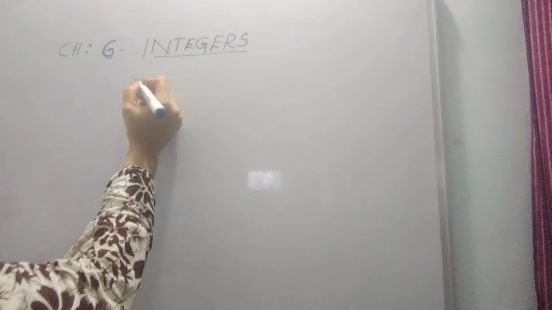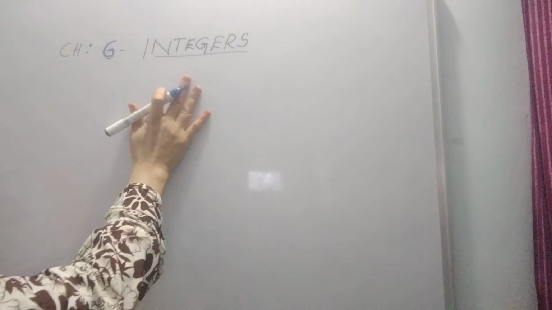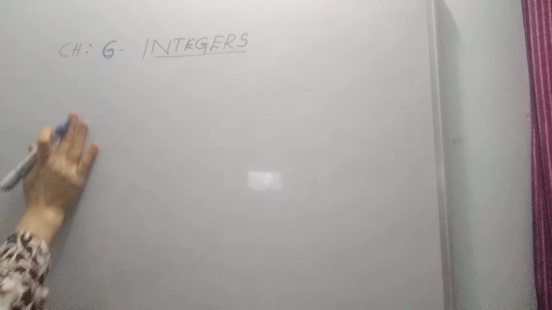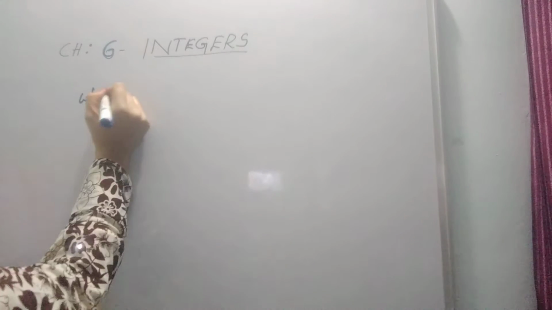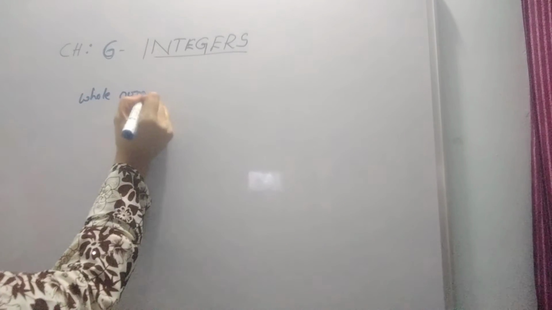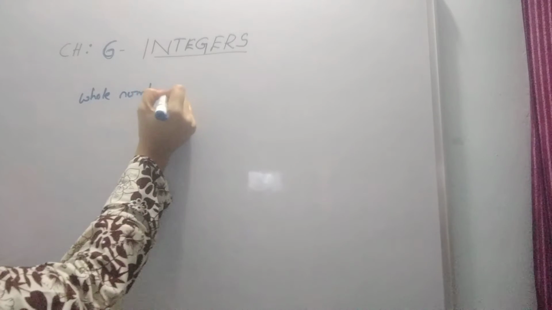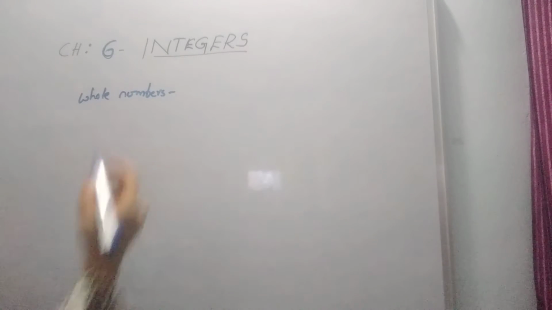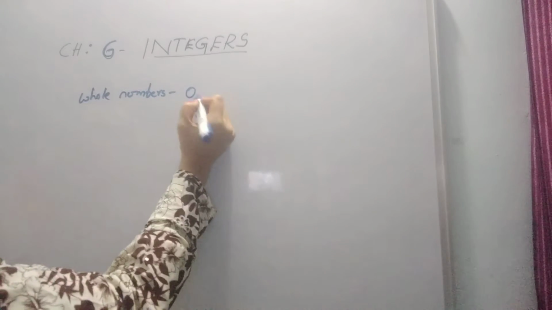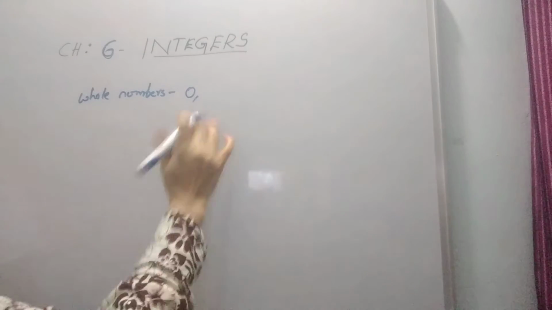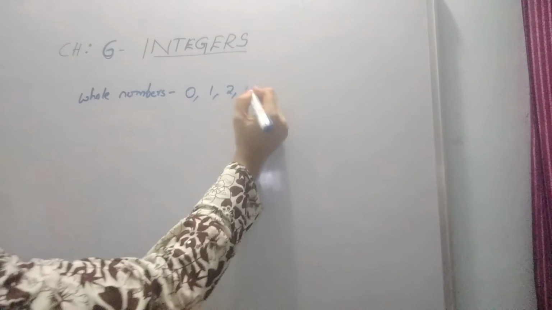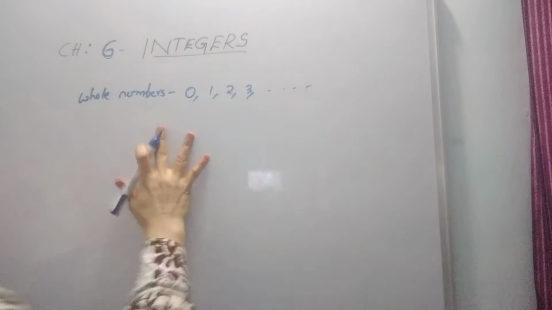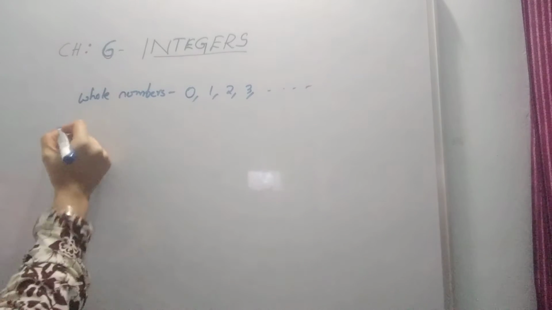Which numbers are called integers? What are integers? First, we will discuss other numbers. First, whole numbers. What are whole numbers? Whole numbers start from zero. Whole numbers begin from 0, 0, 1, 2, 3, and so on. These numbers are called whole numbers. And natural numbers.